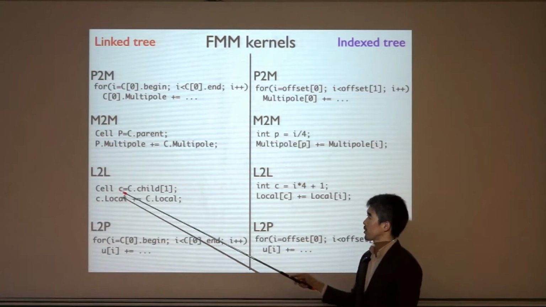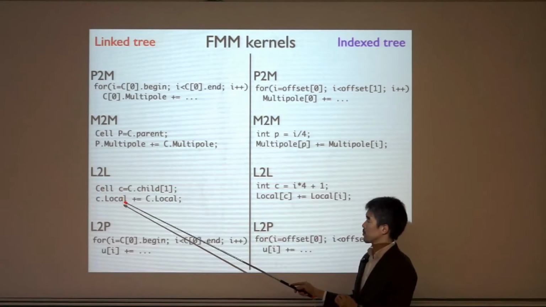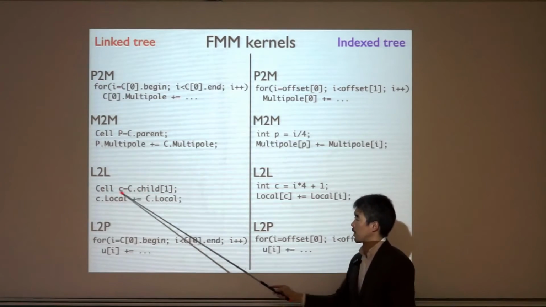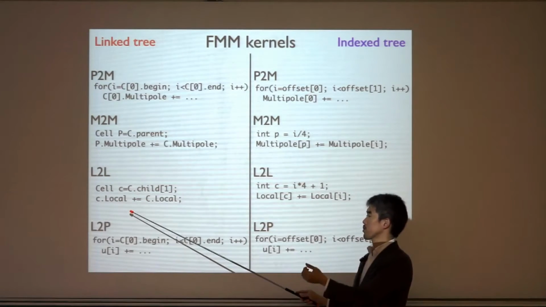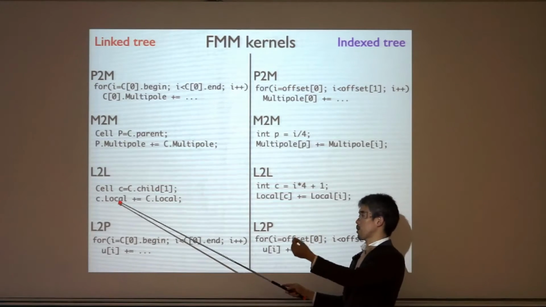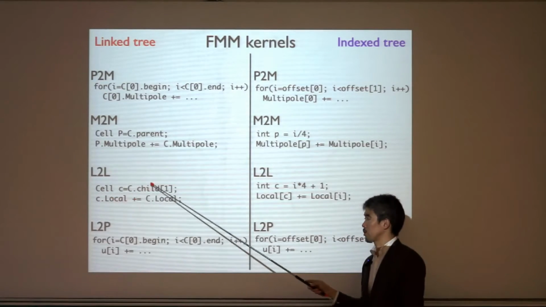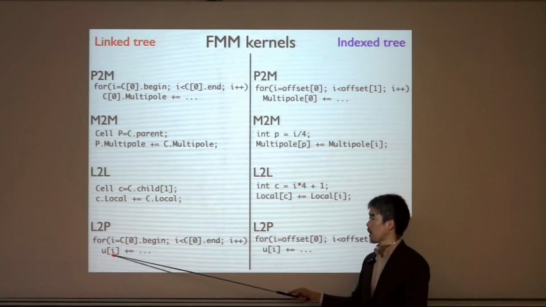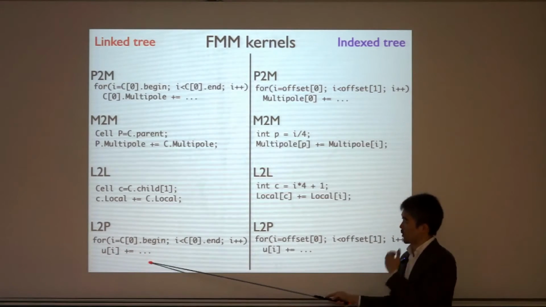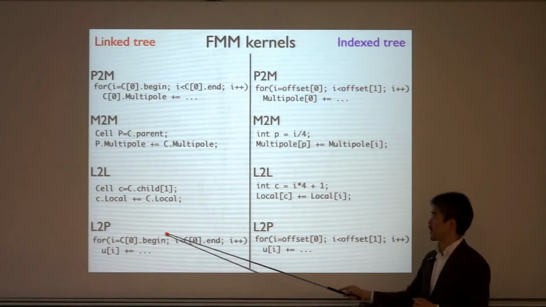The other way around, if you want to do the local expansion of the large box to the local expansion of the small box, we just need to keep adding the local expansions. In yesterday's lecture, we had ui equals ui prime. So that's this part here. We just keep adding to the local ui. And then once you reach the bottom, you do ui equals ui prime by looping over again all the points inside that cell, because we have this start and end index.